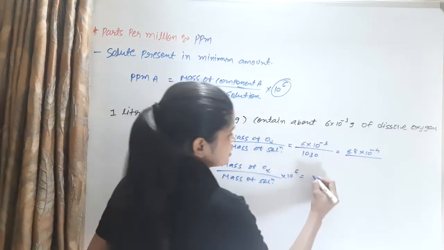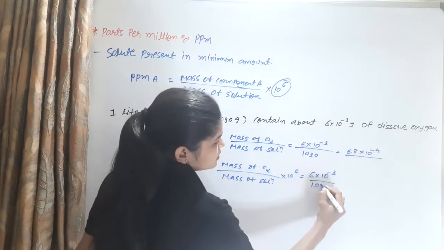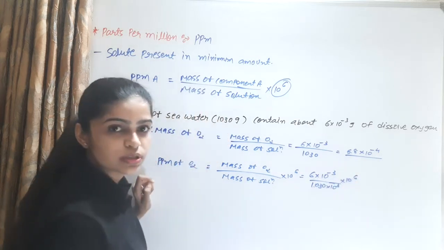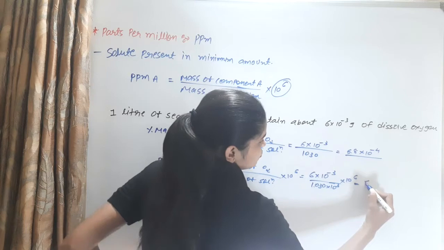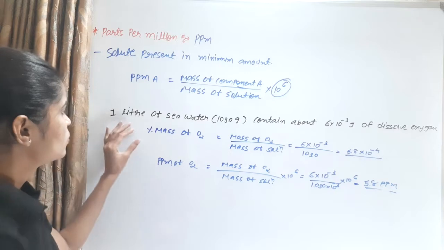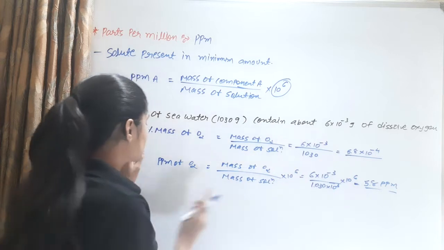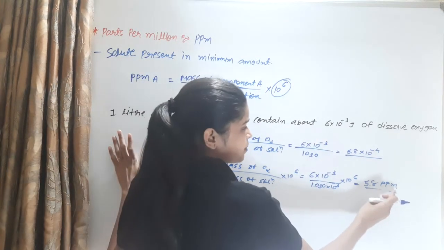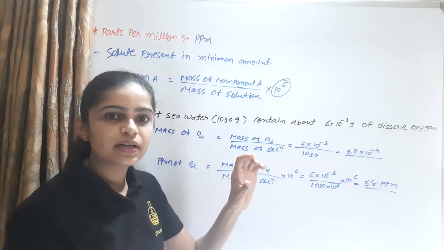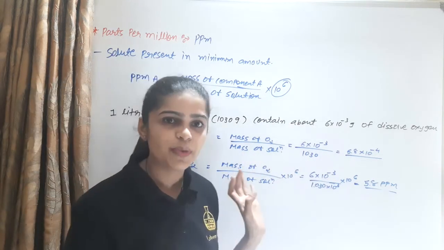So mass of oxygen is 6 into 10 raised to minus 3, divided by 1.030 into 10 raised to 3, multiplied with 10 raised to 6. So that gives 5.8 ppm. This value, first found in percentage mass, gives 5.8 into 10 raised to minus 4, and the ppm value is 5.8 ppm. So this is the better way of expressing the concentration of a very minute amount of solute. That way we use ppm instead of the percentage of mass.